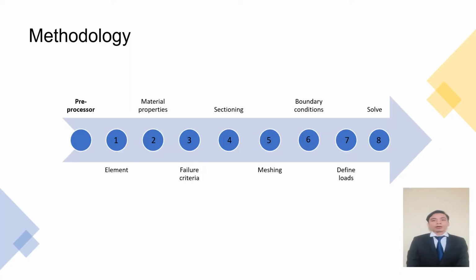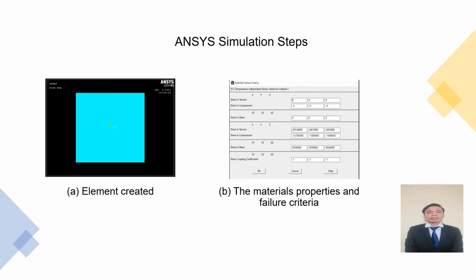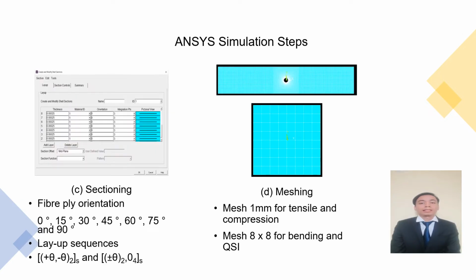Here is the flow of methodology that we use in the Ansys simulation. The first step is to create elements, where here we create the specimens, and the second step is to put in the material properties and failure criteria. The third step is making sections, where the fiber ply orientations start from 0 until 90 degrees, and the layup sequence is plus minus theta and plus minus theta with 0 degree, where S represents a symmetric ply. The fourth step is meshing.